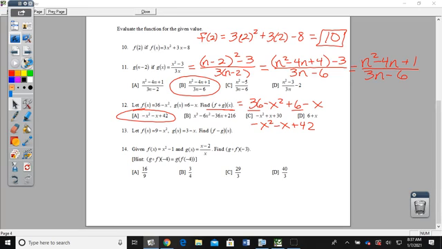13. Same type problem, but what are we doing this time? Subtracting. So, what's the big thing we need to remember when we are subtracting? Put a parentheses. 9 minus x squared minus parentheses 3 minus x. That will change to plus minus plus. And again, we only have two like terms. 9 minus 3 is what?